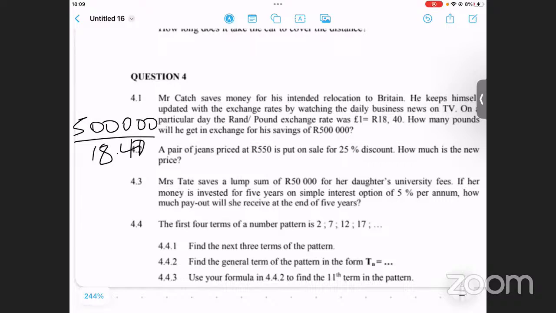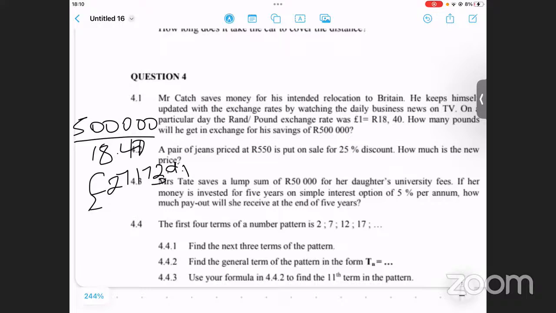So how many pounds are we getting? Ma'am, 27,173, I rounded it off to 91. Okay. So let me write it: it's 27,173.91. Yes, ma'am. Okay, and that's it.